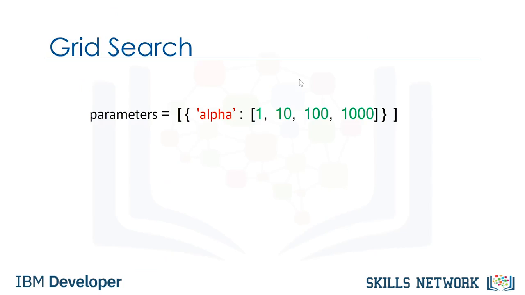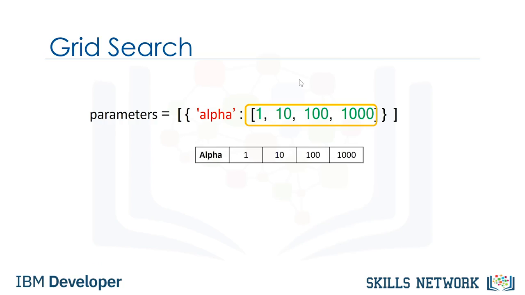The value of your grid search is a Python list that contains a Python dictionary. The key is the name of the free parameter. The value of the dictionary is the different values of the free parameter. This can be viewed as a table with various free parameter values. We also have the object or model.